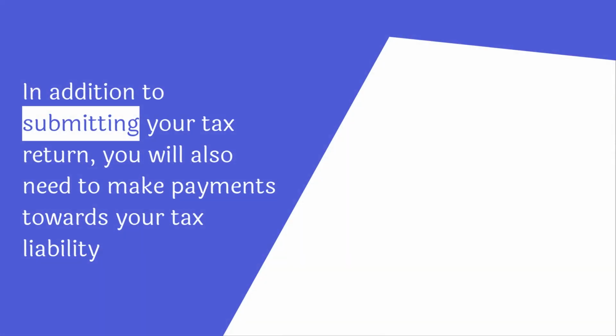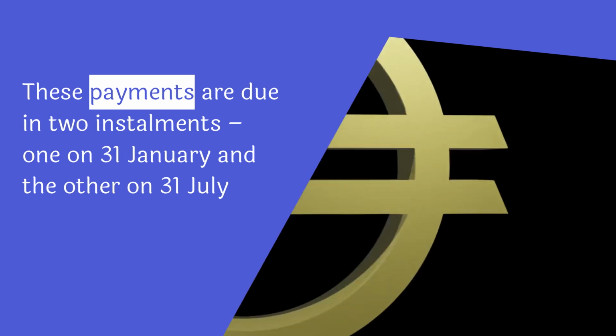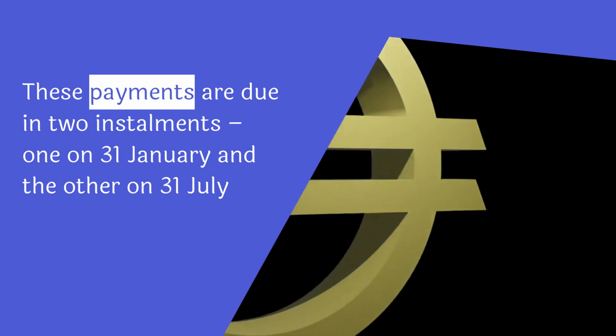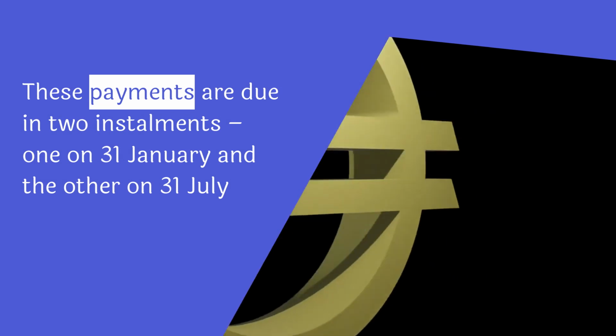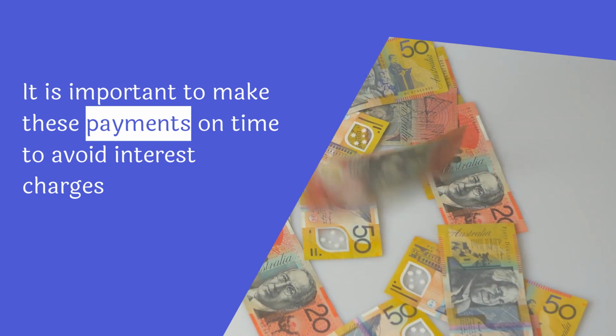In addition to submitting your tax return, you will also need to make payments towards your tax liability. These payments are due in 2 installments, one on the 31st of January and the other on the 31st of July. It is important to make these payments on time to avoid interest charges.